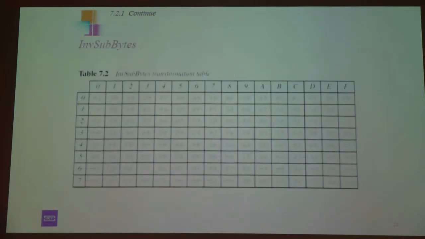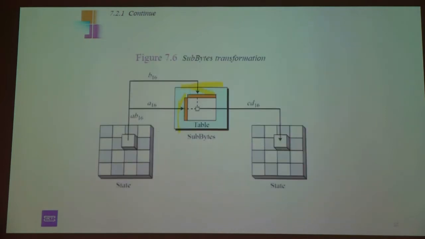Let's go back in here. We start with a state. Where is the state? That's the state, right? The state has how many bytes? 16. Then we'll have completely different bytes, another 16 bytes. Simple, all right?